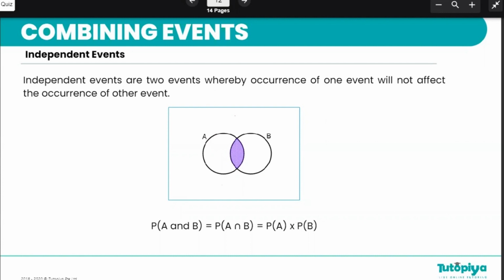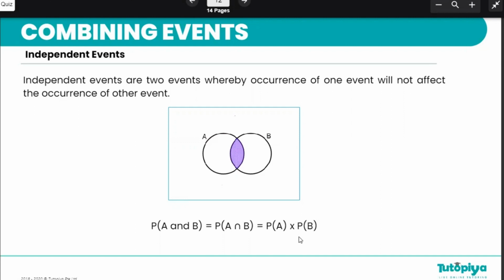Next, we're going to look at independent events. Independent events are two events where the occurrence of one event would not affect the occurrence of the other event. So in these types of events, A and B can occur, but the occurrence of A would not affect the occurrence of B. And when we have independent events and we want to find the probability of A and B occurring, this would be the probability of A times the probability of B.